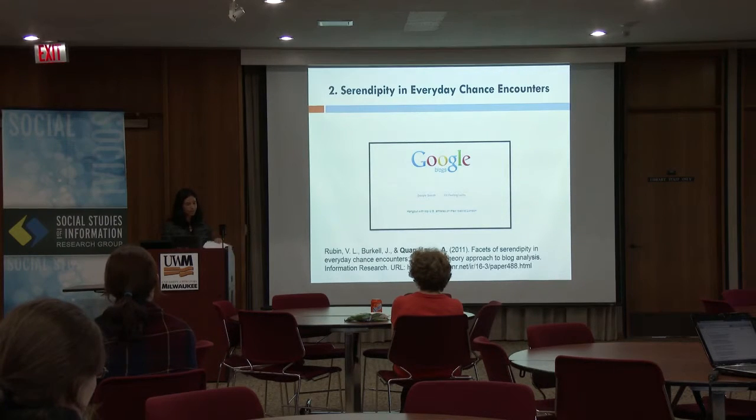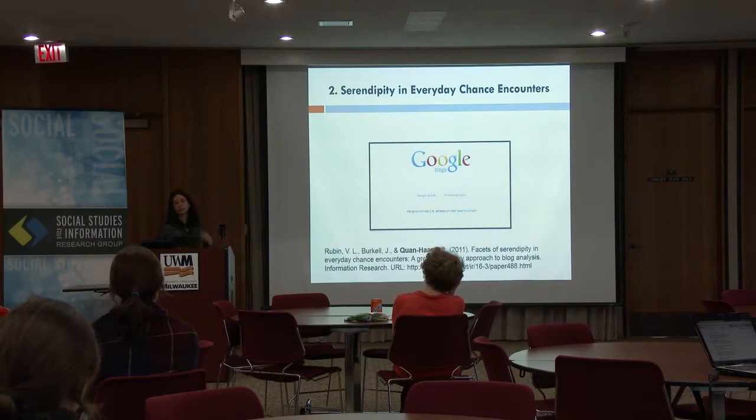Now, the second model that I'd like to talk about a little bit is one that I'm most familiar with. This is serendipity in everyday chance encounters. This is work that I've done myself with Victoria Rubin and Jacquelyn Burkell, and that has been published in Information Research.